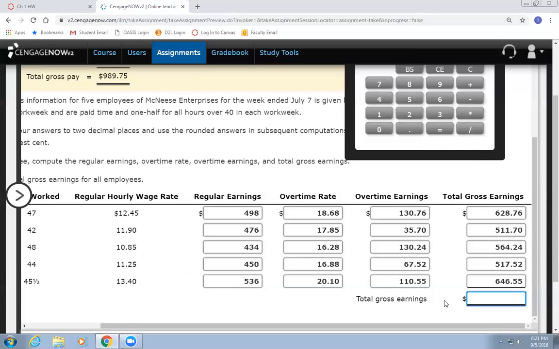Does anyone have that yet? Total gross earnings? $2,868.77. Perfect. $2,868.77.